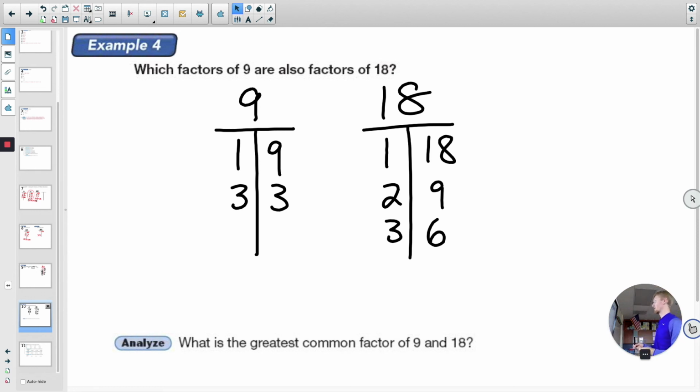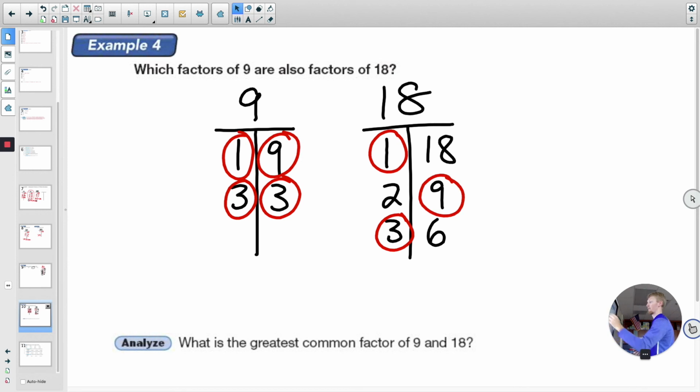So it says which are the same. So 1 is the same. 3 is the same. 9 is the same. So 1, 3, and 9 are the same. What is the greatest common factor? We'll have a whole separate lesson on this later on. But the factor that's the largest that they both have in common, that would be 9. It's the largest, the greatest common factor.